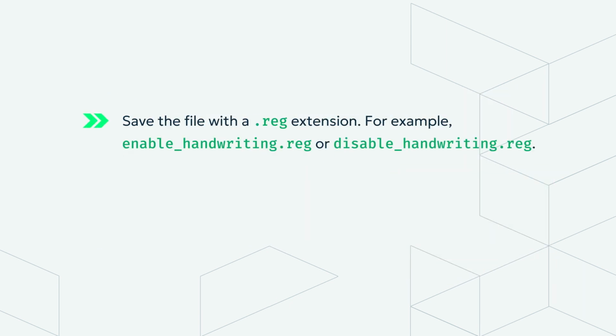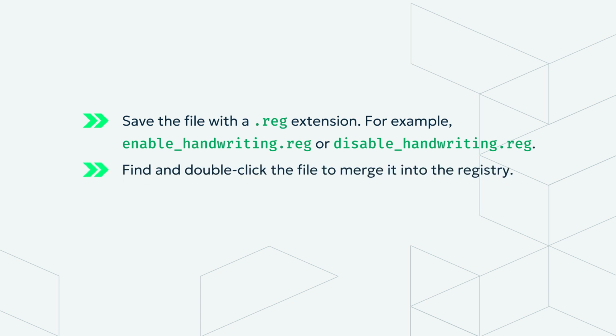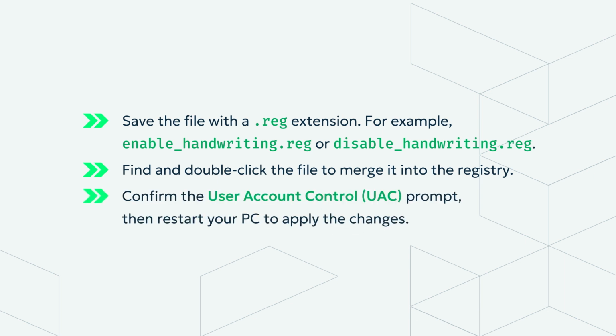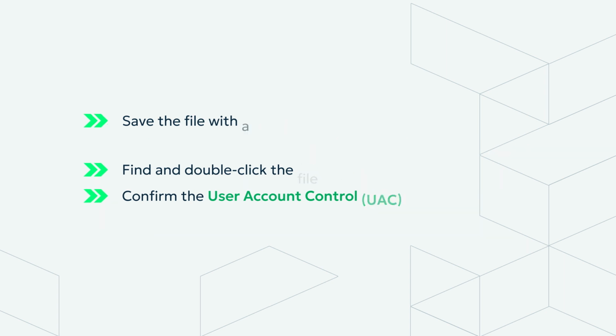For example, enable_handwriting.reg or disable_handwriting.reg. Find and double-click the file to merge it into the registry. Confirm the User Account Control (UAC) prompt, then restart your PC to apply the changes.